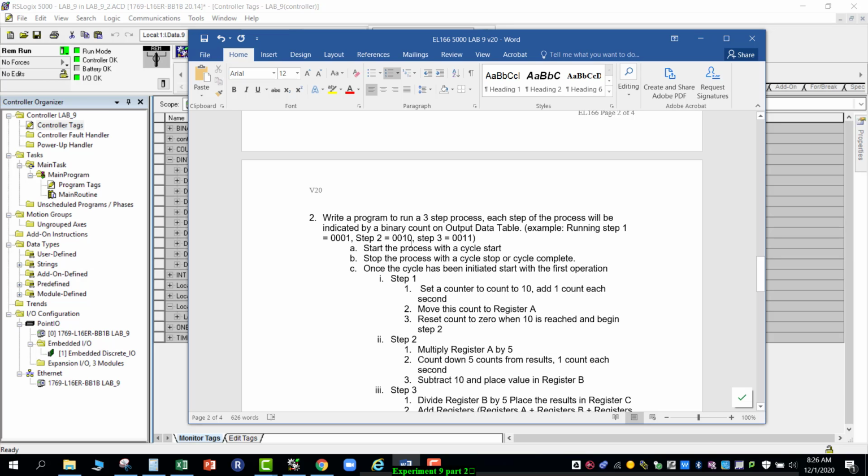If we're running step 2, we're going to run a binary value of 2. And if we're going to run step 3, we're going to run a binary value of 3. Okay, so what does that mean for us? That means that our first 2 bits of our output data word are utilized now. If you really looked at it closely, those first 2 bits, we can't overwrite those.